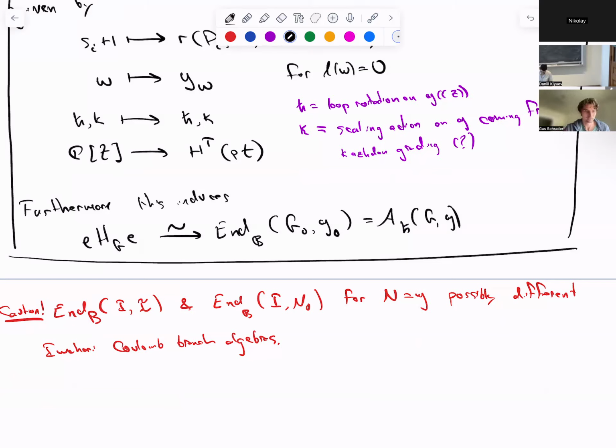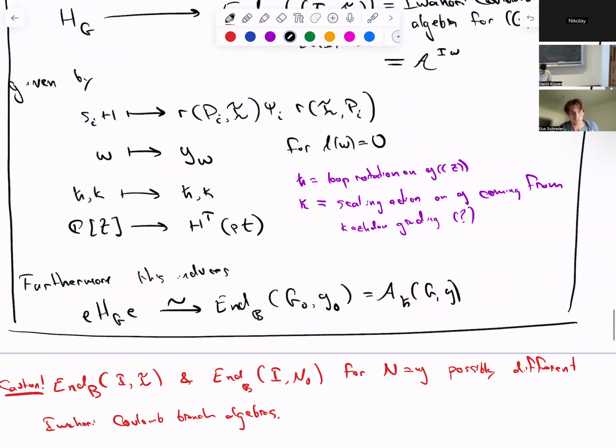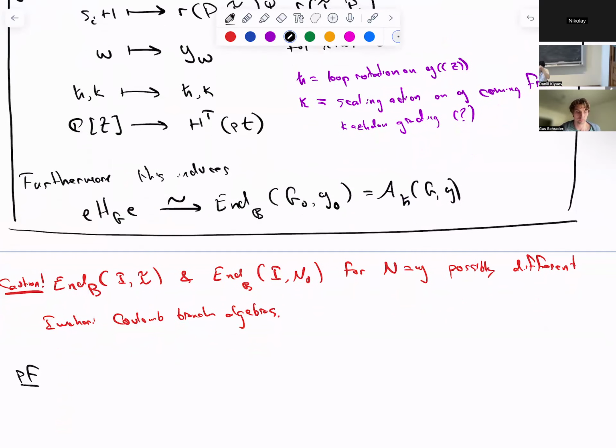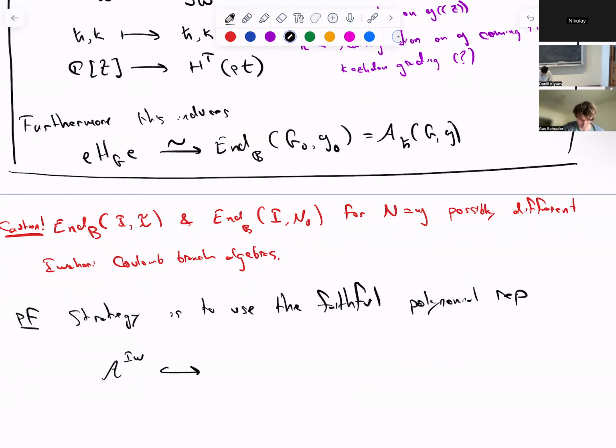Anyway, we don't use this red text, but I just wanted to point out that there are competing notions of Iwahori analog. Okay, so here's a proof of this main theorem. The proof, if you have read Chriss-Ginzburg, where they discuss the finite Hecke case, is literally the same. In fact, I gave a talk on this at the seminar this quarter. So the strategy is to use the faithful polynomial rep and show the same image.